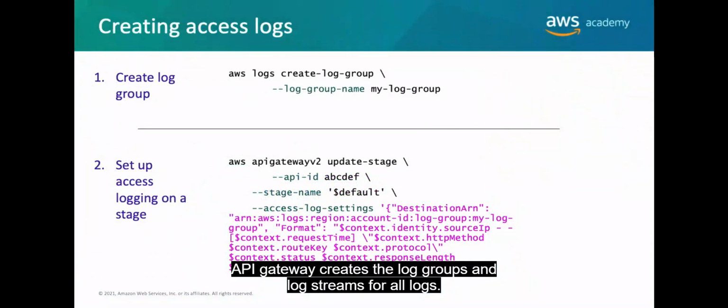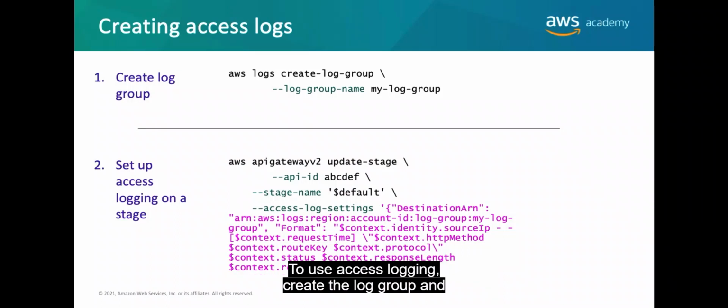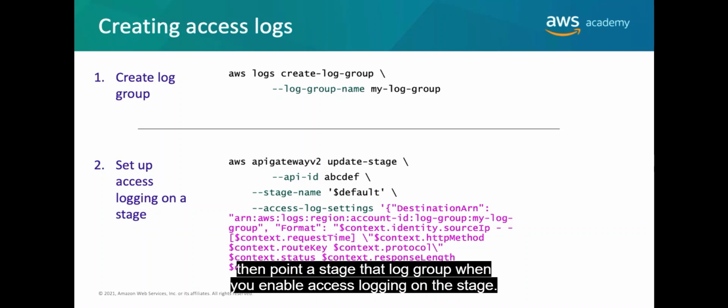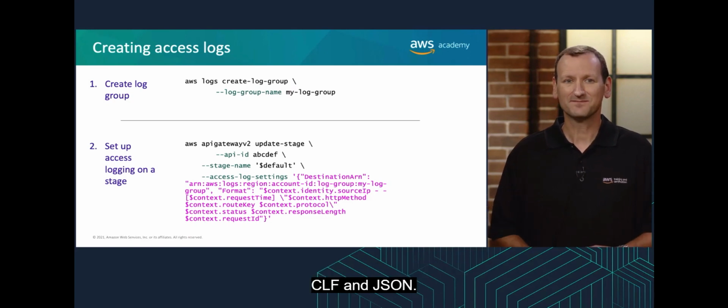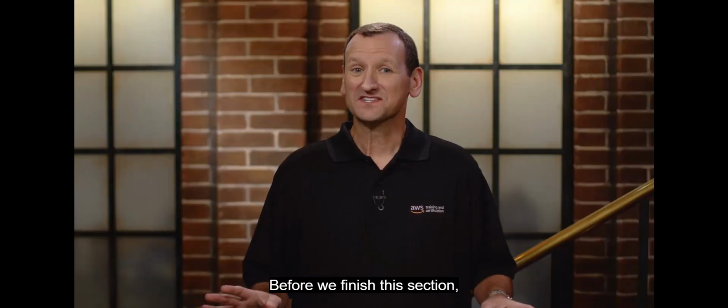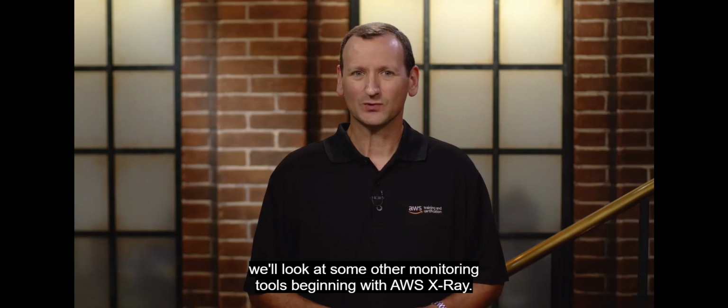API Gateway creates the log groups and log streams for error logs. To use access logging, create the log group and then point a stage to that log group when you enable access logging on the stage. You can choose from common formats, for example, common log format or CLF, and JSON. Before we finish this section, we'll look at some other monitoring tools, beginning with AWS X-Ray.